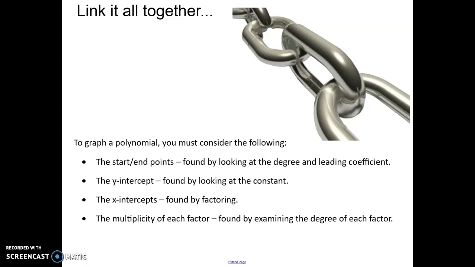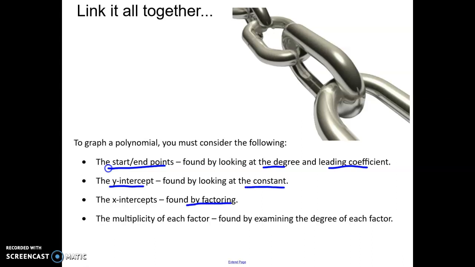Alright, the final thing we have to do is graphing. When we are graphing, we basically need to link everything together that we've already discussed. So we need to know where the graph starts and ends. Remember that this is called the end behavior, and it's based on the degree and the leading coefficient of the polynomial. We also need to know the y-intercept. Remember that the y-intercept is found by looking at the constant.